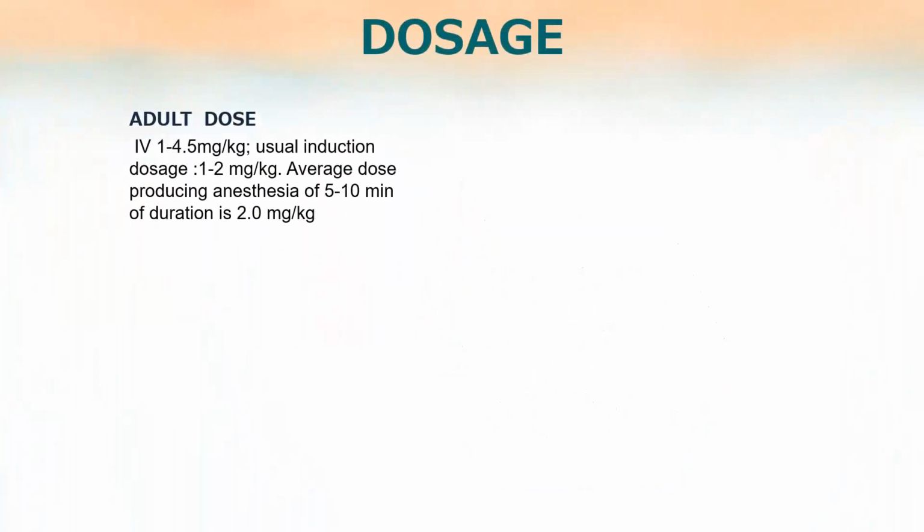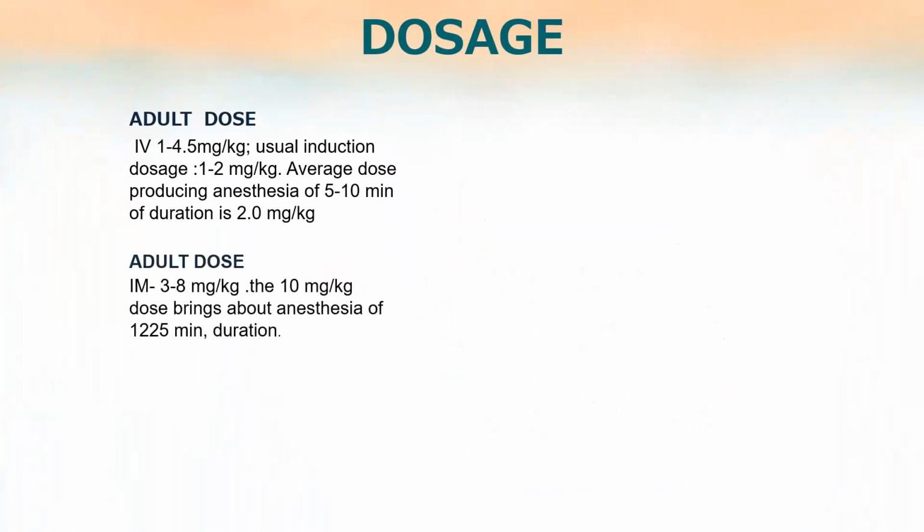Dosage. Adult IV dose is 1 to 4.5 mg per kg, and the usual induction dose is 1 to 2 mg per kg. The average dose producing anesthesia of 5 to 10 minutes duration is 2 mg per kg. Adult dose for IM is 3 to 8 mg per kg. The 10 mg per kg dose brings about anesthesia of 12 to 25 minutes duration.